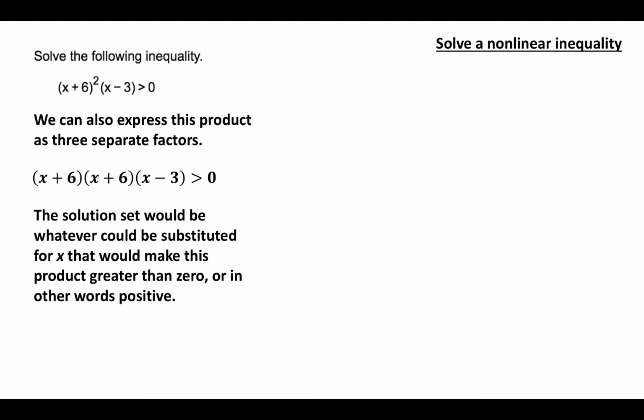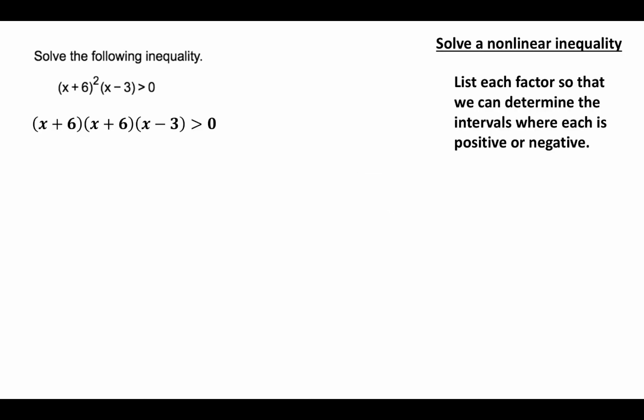So let's think about what happens when we multiply three factors together with regard to their positive or negative signs. In order for this product to be greater than 0, or positive, we would either have to have three positives multiplied together or two negatives and a positive. So let's list each factor so that we can determine the intervals where each is positive or negative. We will list each factor separately, each of the x + 6 factors and then the x − 3 factor.